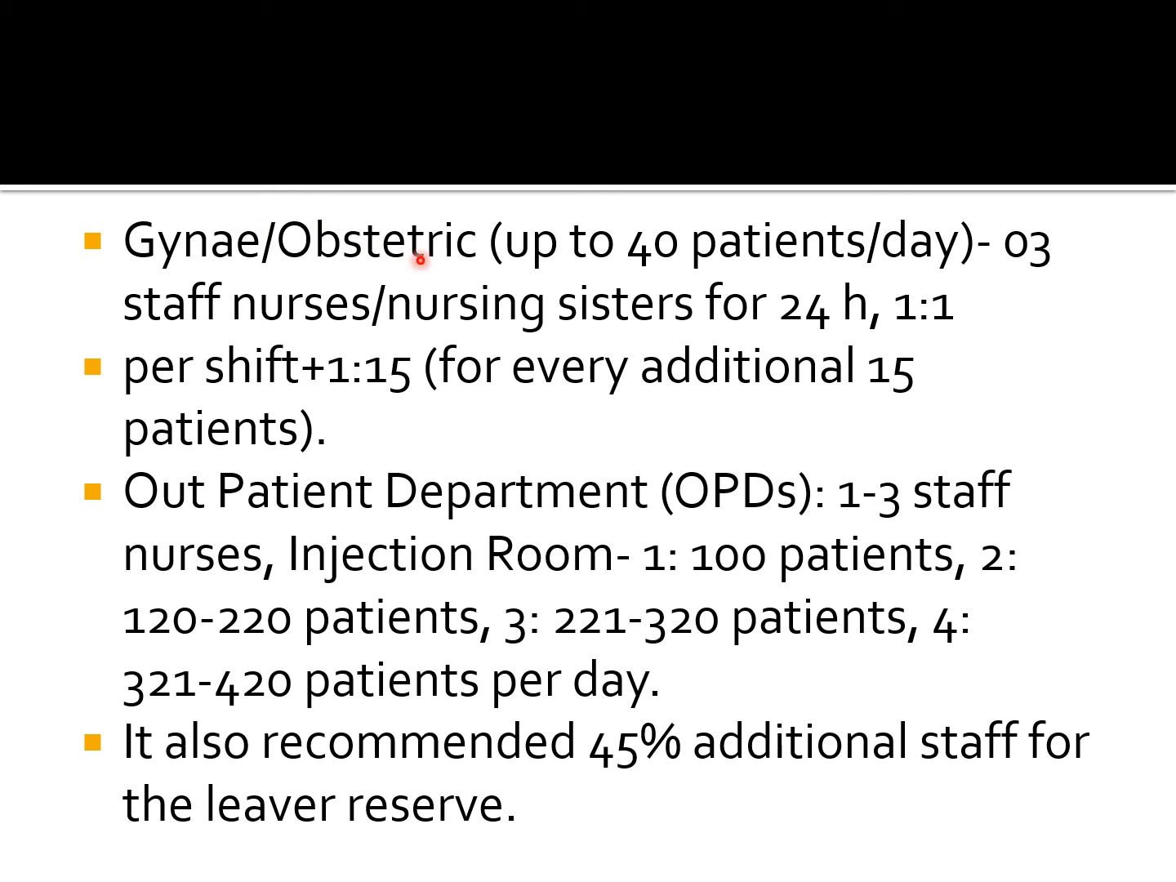Gynec or obstetric ward up to 40 patients per day, 3 nursing sisters, 1 per shift for 24 hours, 1:1 staff patient per shift and 1:15 for every additional 15 patients. For OPD, 1:3 staff nurses, injection room 1 staff nurse for 100 patients, 2 for 120 to 220 patients and 3 for 221 to 320 patients and 4 for 321 to 420 patients per day. Then it also recommended 45% additional staff for leave reserve.